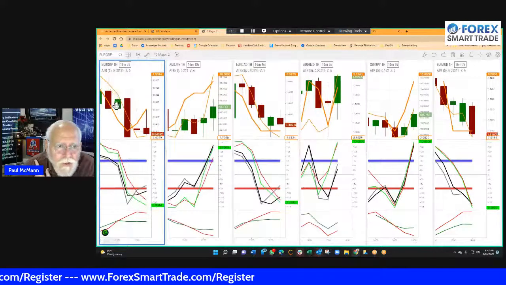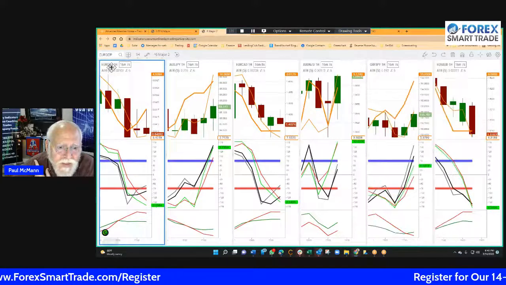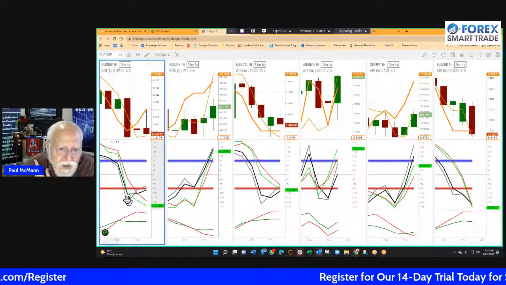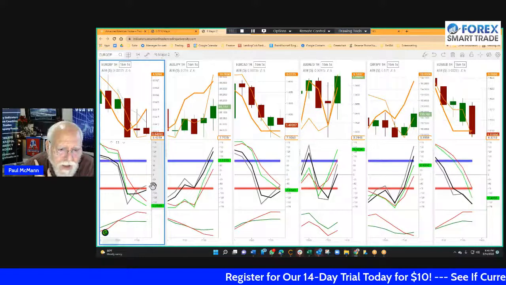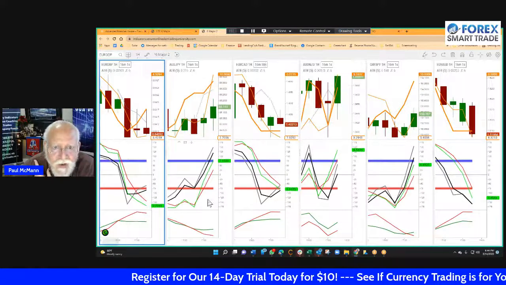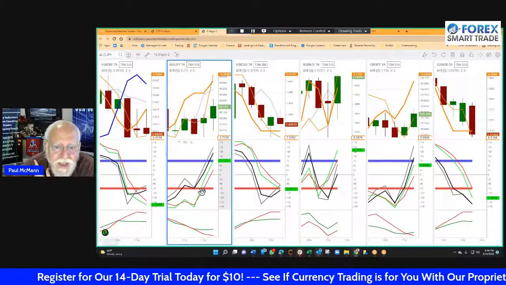Euro pound, again, I'm not going to trade this, but we still don't even have the signal here. We're oversold. Minors are going up. Majors are still going down. Australian dollar, yen.